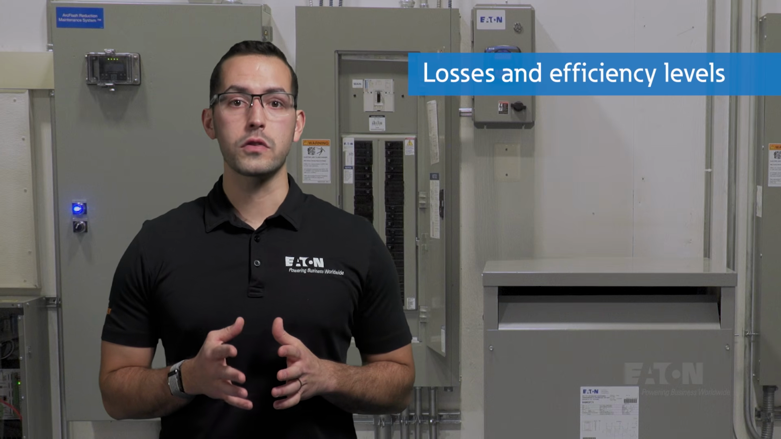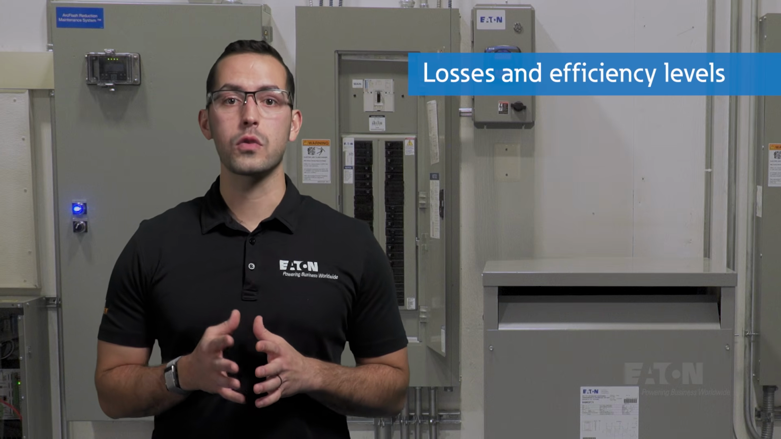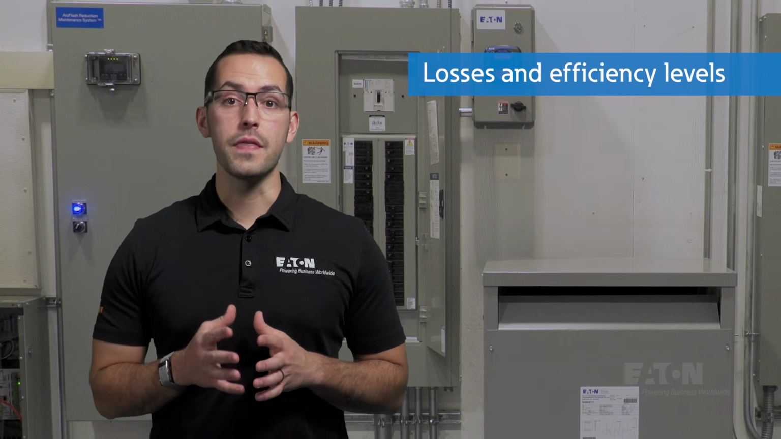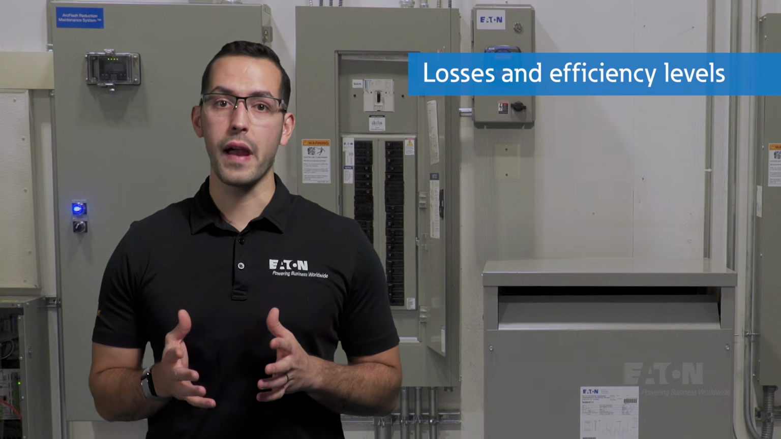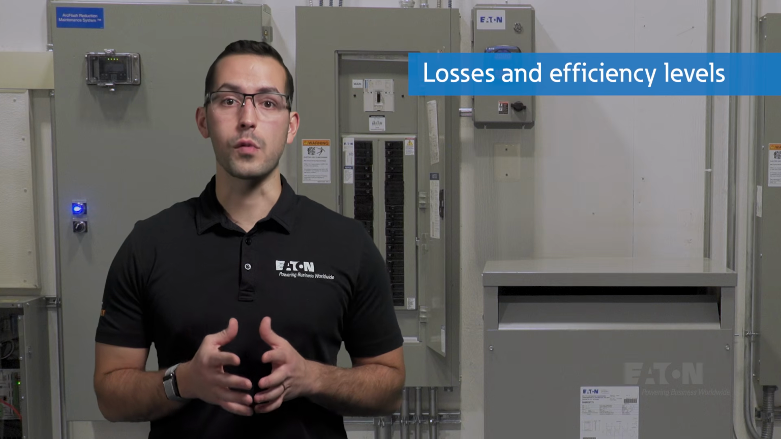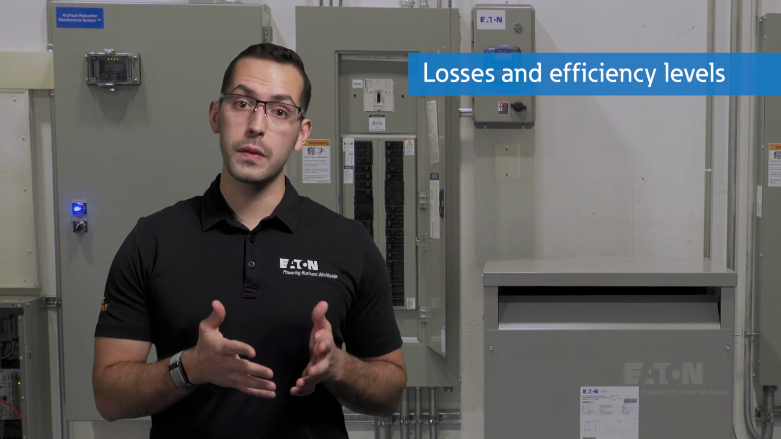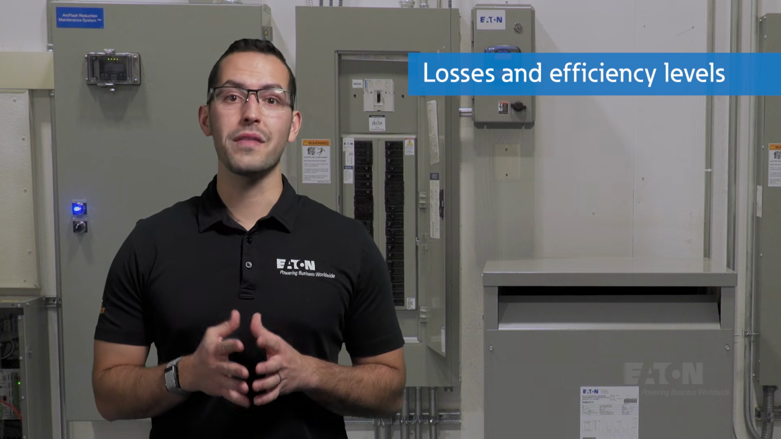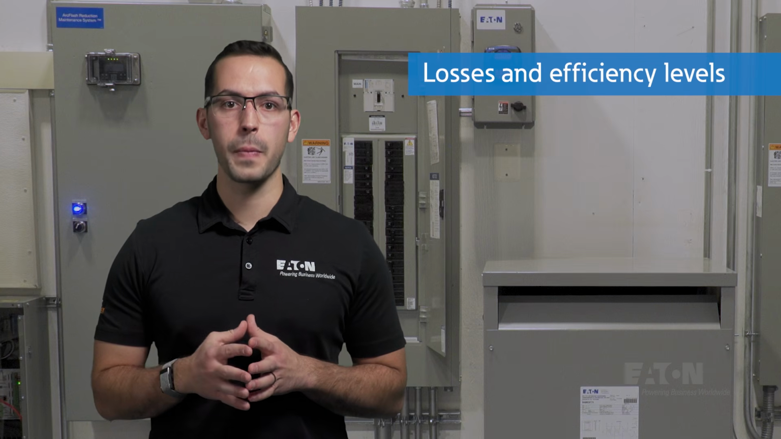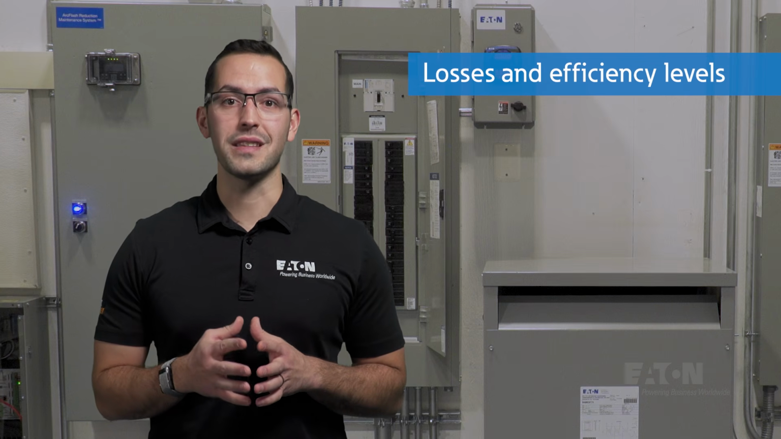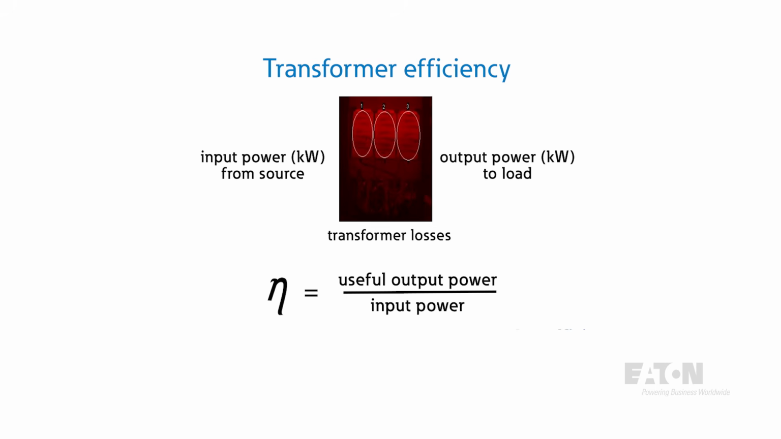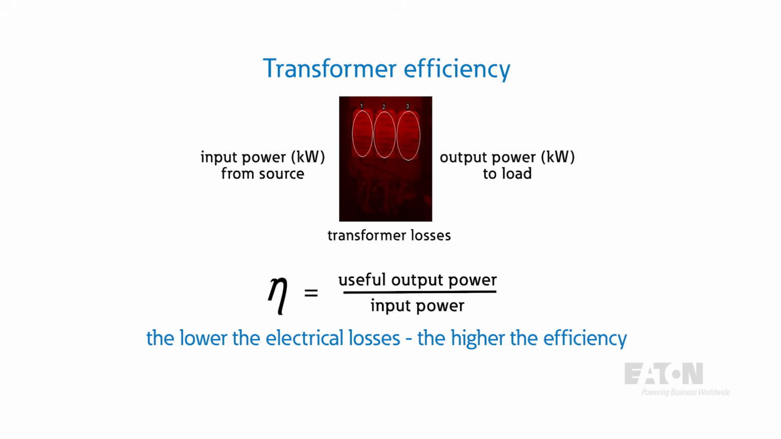Losses and efficiency levels. Just like all other electrical components, transformers have electrical losses associated with them. These losses are measured in watts and will vary depending on the loading of the transformer as well as other factors. On the flip side, transformers will also have efficiency levels associated with them. The efficiency of a transformer is defined as the ratio of useful output power to the input power. The lower the electrical losses, the higher the efficiency.